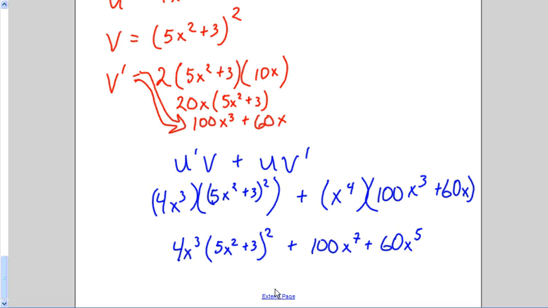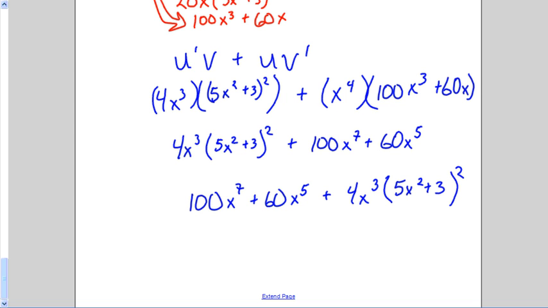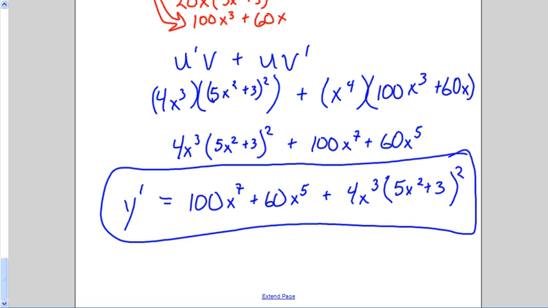Now, I know what you're thinking. Can we make this prettier in any way? Well, we can't really do a whole lot to make this any prettier than what it already is. I mean, it's just ugly. Some things are ugly. There's nothing we can do. Plus 60, I can rewrite it, but it's not going to make it any prettier. (5x squared plus 3) squared, and all I can say is, ladies and gentlemen, y prime is equal to that. It's not a beautiful looking thing, but I could plug in a value for x and get an answer from it.